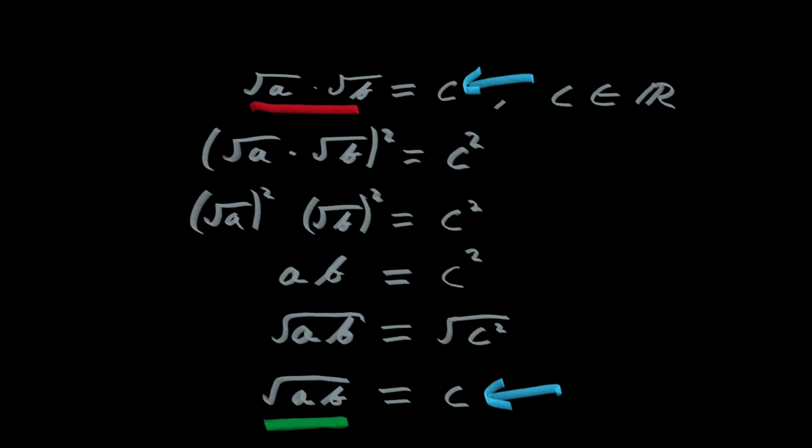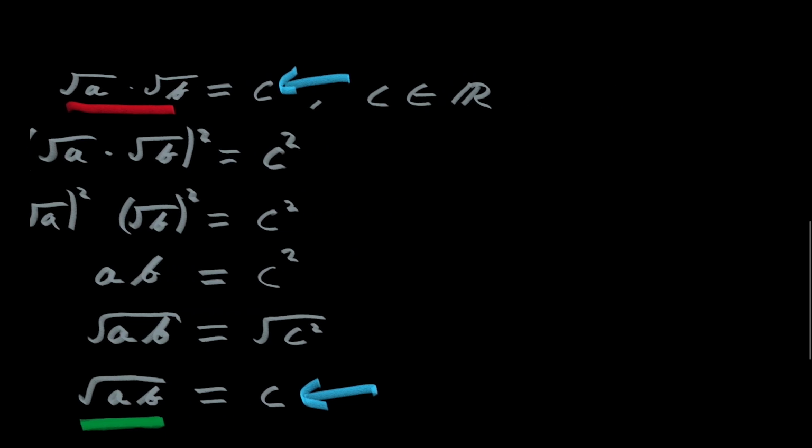So what this means is that if what's underlined in red is equal to c, and if what's underlined in green is equal to c, then what's underlined in red must be the same thing as what's underlined in green. The kind of reasoning at play here is that if you knew that x was equal to z, and you knew that y was equal to z as well, then these two facts together would imply that x equals y.